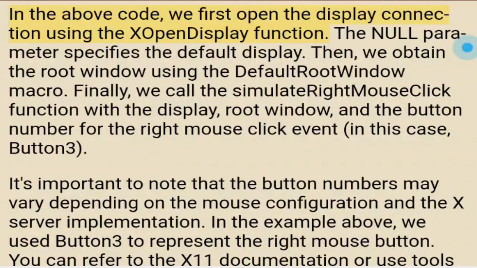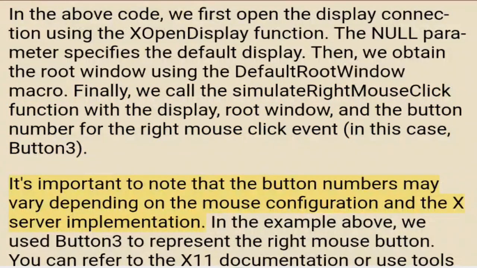In the above code, we first open the display connection using the XOpenDisplay function. The NULL parameter specifies the default display. Then, we obtain the root window using the DefaultRootWindow macro. Finally, we call the simulate_right_mouse_click function with the display, root window, and the button number for the right mouse click event, in this case, button 3.